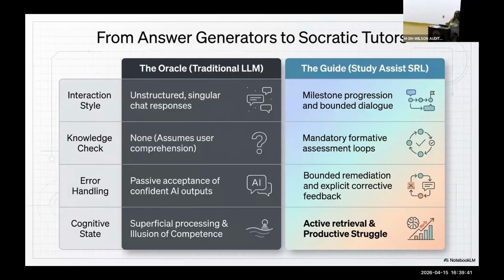And also knowledge checks in between the learning process. And then handling of errors, right? When students say they don't understand something, what does that look like? And also not just assuming that by providing the response, the student has learned. How can we make sure we know whether they actually learned this? So the system we created is called Study Assist, and it follows this whole process.